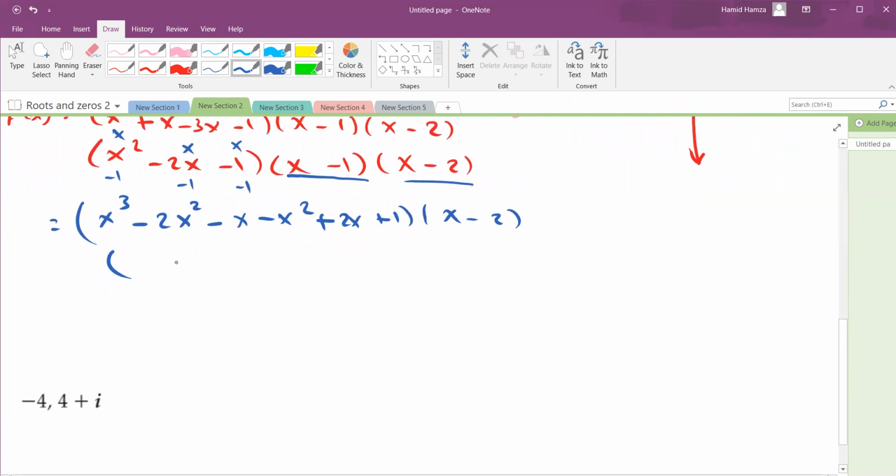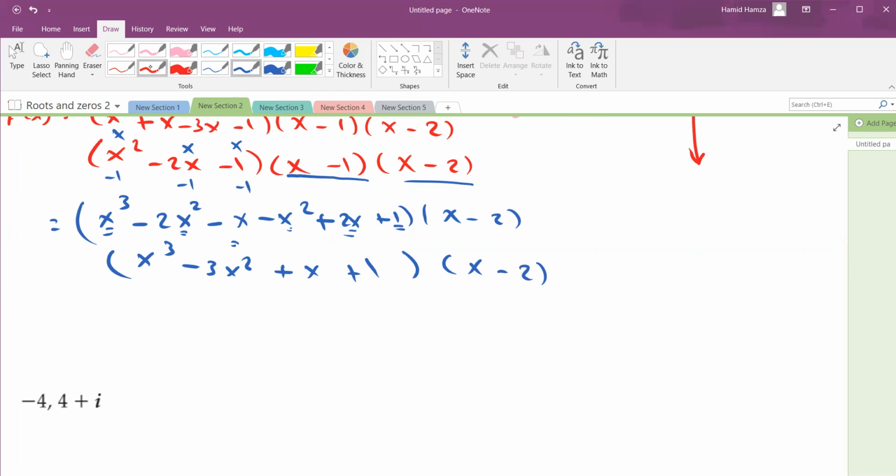Collect like terms. It's very easy, guys. Multiply, collect like terms, then multiply again. So x power 3, the first and last one will not be repeated. So there is no like term for x power 3 and 1. X power 2 and x power 2 will be -3x power 2. Negative x, positive 2x will be positive x, and plus 1. And the last bracket will be x minus 2.